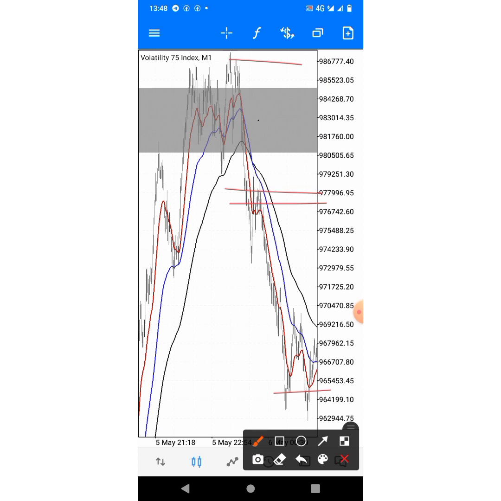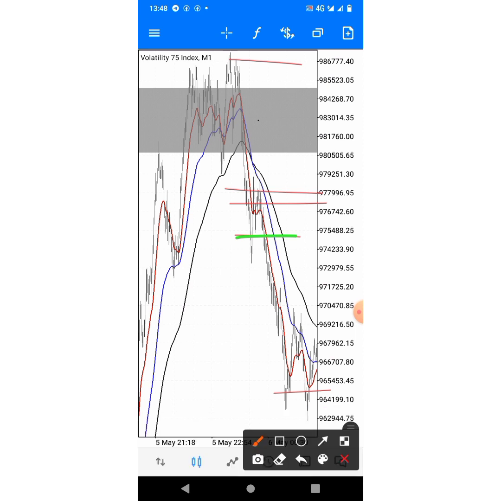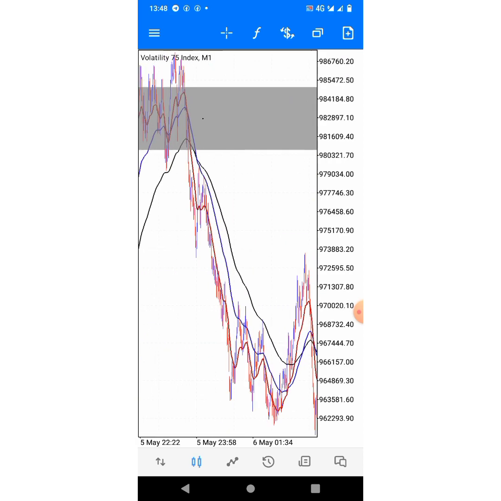Trying to change the color of this. Okay, let me see. You move your stop loss to profit, guys. That's what you do. So that's that for the strategy, and it works very well.